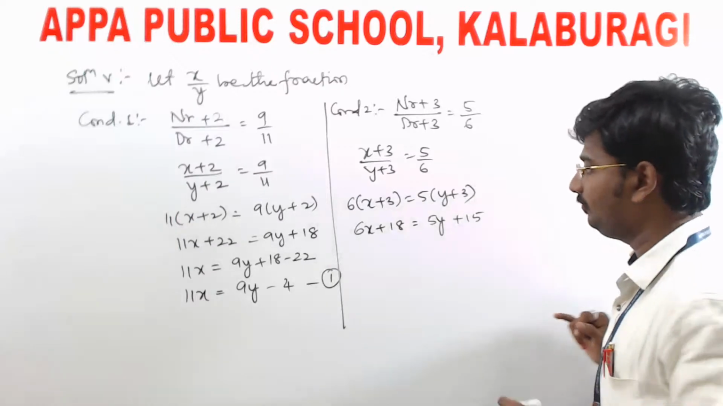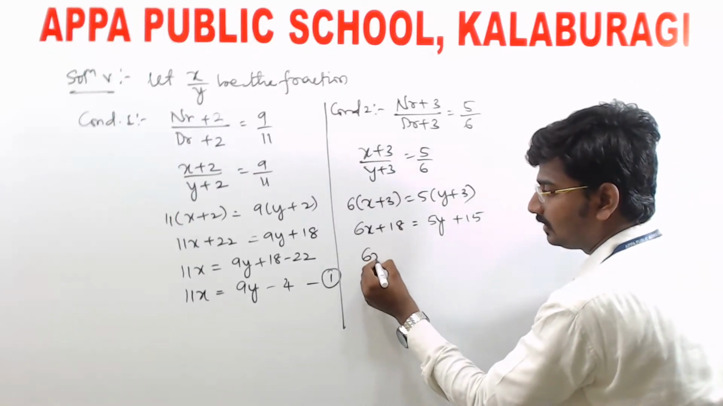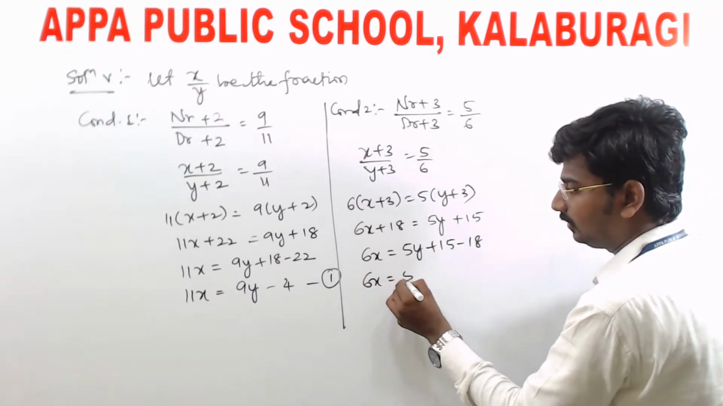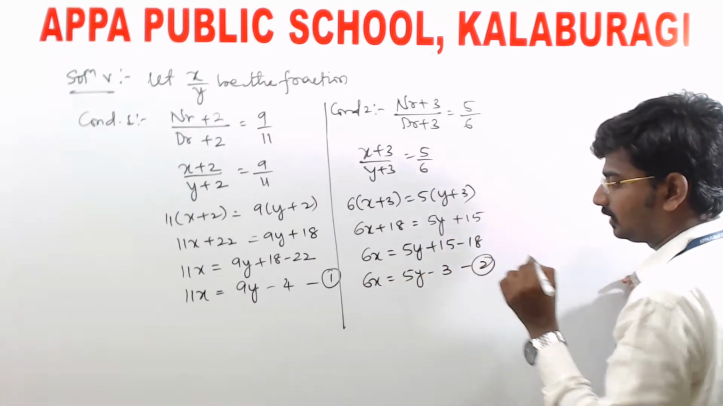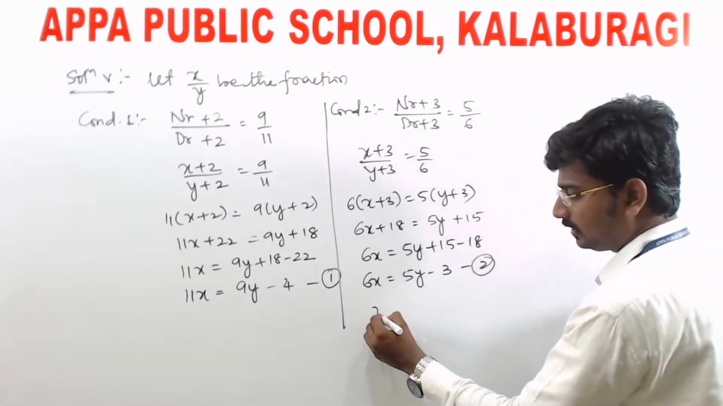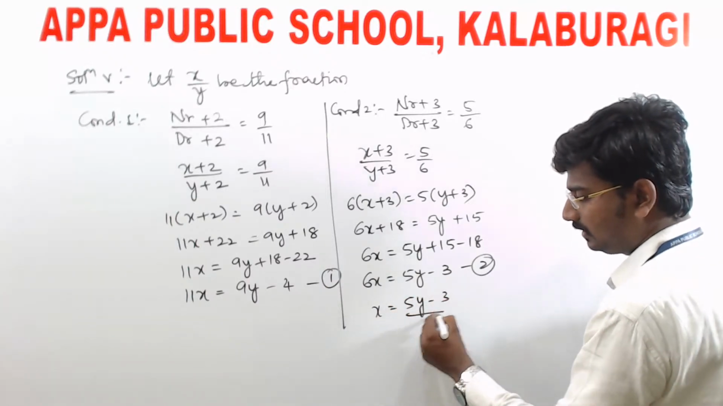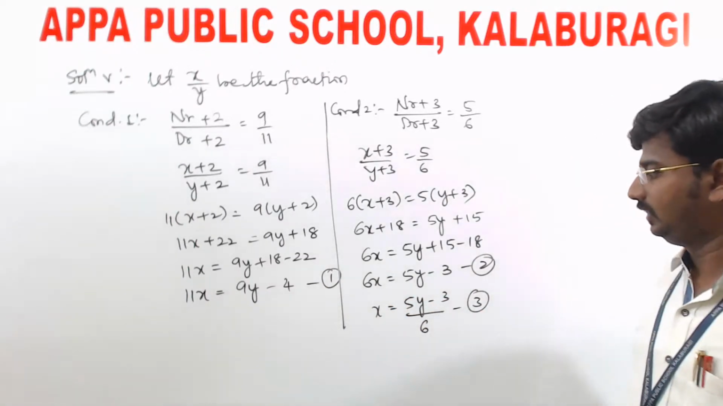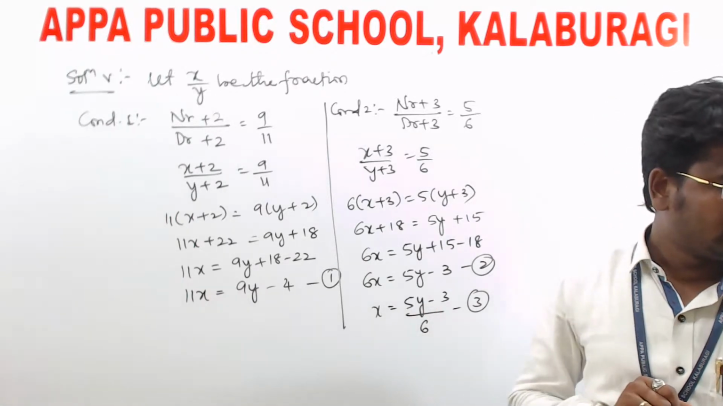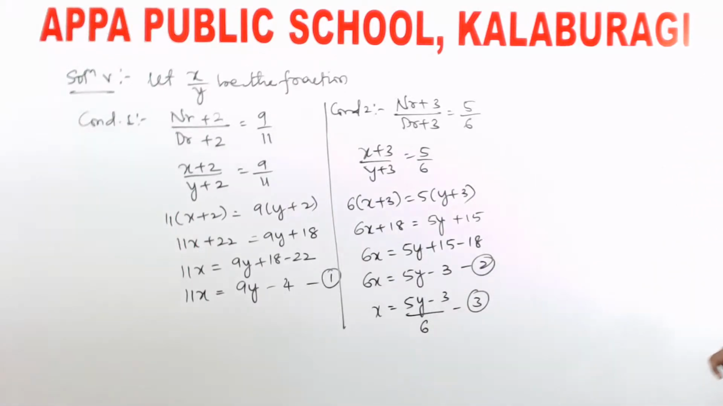Again 18 I will take to the RHS. 6x = 5y + 15 - 18. 6x = 5y - 3, equation 2. Whichever equation you want, you can change it. What I will do, this equation I will write as x = (5y - 3)/6, equation number 3. I hope up to this everyone understood. Just check whether the equations are right or not.